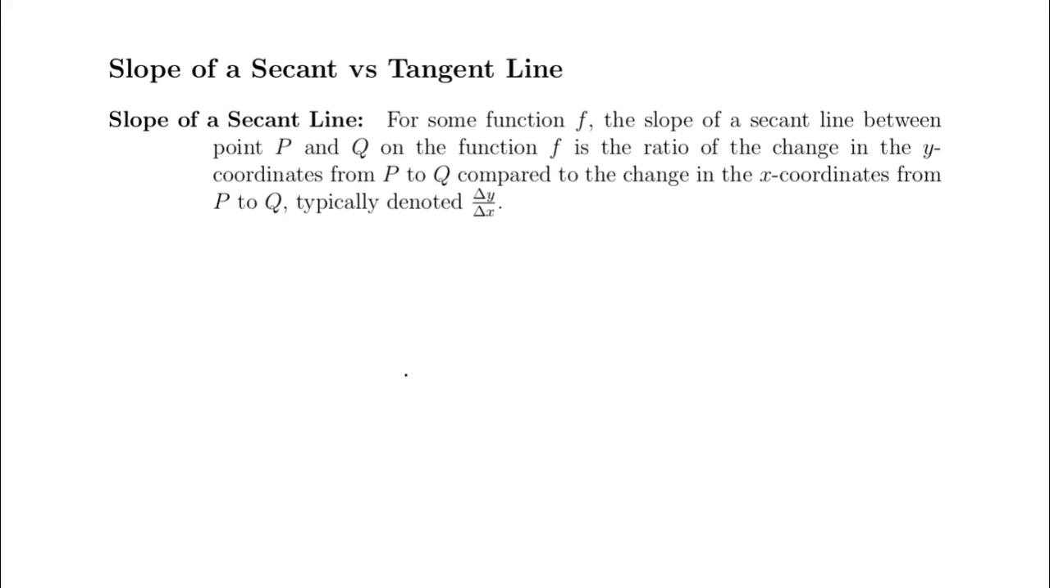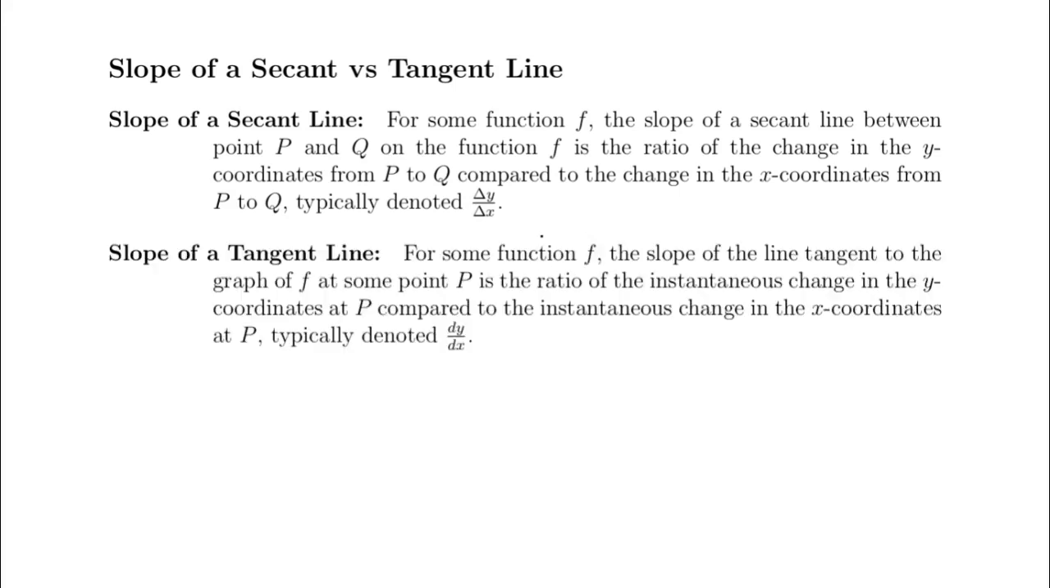For some function f, the slope of a secant line between 2 points, we'll call them p and q, is the ratio in the change of the y-coordinates compared to the change in the x-coordinates, right? We're used to this. You've seen rise over run before. Delta y over delta x, that's fine. For the slope of a tangent line, though, we have to be a little bit careful about this.